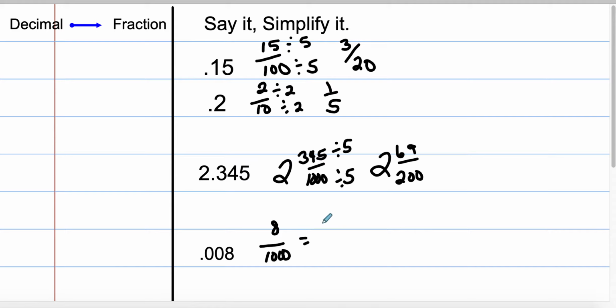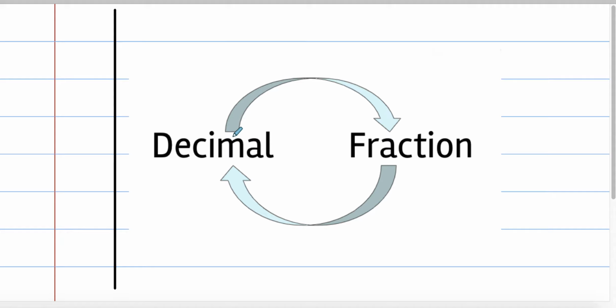Well, 2 can go into there, and I'd get 4 over 500, but 2 could go in again, so I would get 2 over 250. Oh my goodness, but 2 could go in again, so I'd get 1 over 125. All of those are equivalent fractions for 8 thousandths. So let's go back to our picture here. Follow this arrow. When I go from a decimal to a fraction, I'm going to say it and then simplify it.